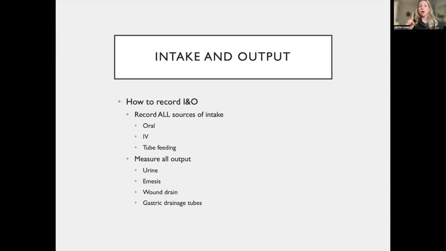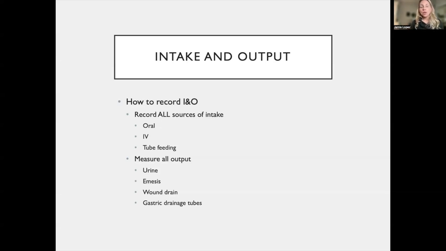You're going to document all the IV fluids that are going in. You're not there yet since this is first semester for this class, but our IVs are set at a certain rate, like, let's say, 50 mLs an hour. So if the IV has been running all day long at 50 mLs every hour, you can add that up into your intake. And then tube feedings will usually have an hourly rate, so you can add that up too.